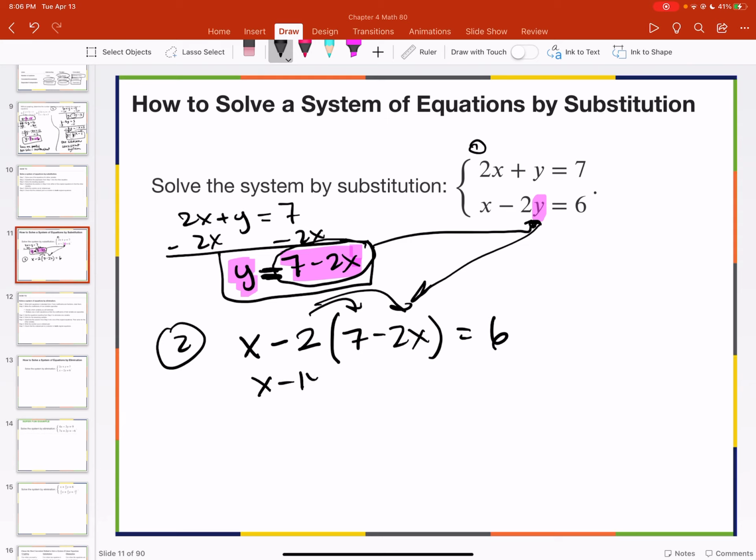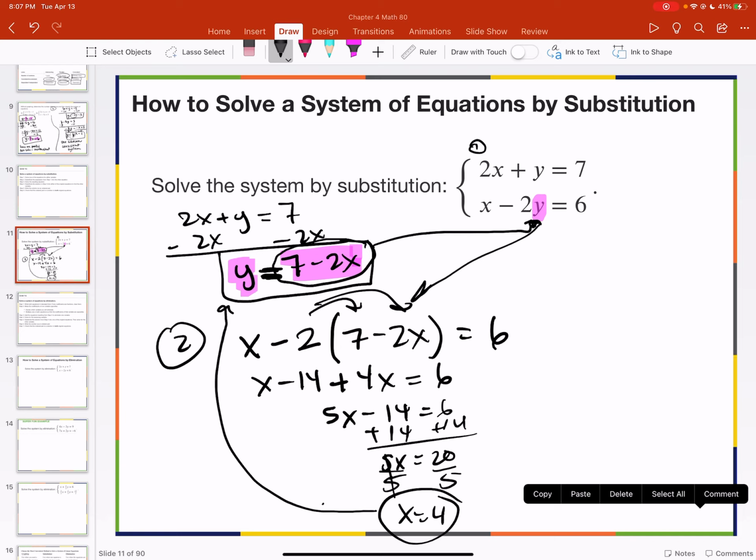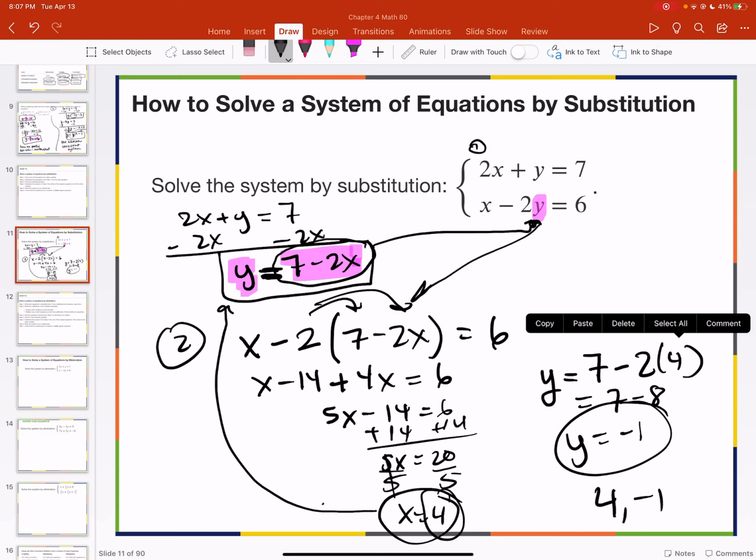So x minus 14 plus 4x is equal to 6. Combining like terms, 5x minus 14 is equal to 6. Add 14 to both sides, 5x is equal to 20. Divide by 5, we get x is equal to 4. Now that we have x is equal to 4, we can solve for y by using one of the other equations. I'm going to use y equals 7 minus 2x. So y is equal to 7 minus 2 times 4. That's going to be 7 minus 8, negative 1. So y is equal to negative 1. Final answer, 4 comma negative 1.